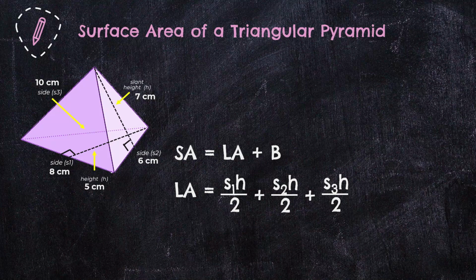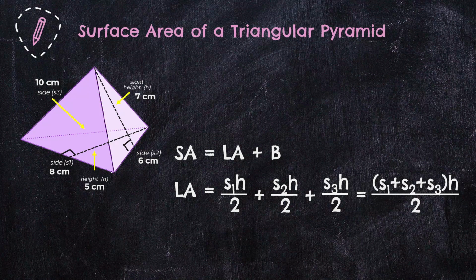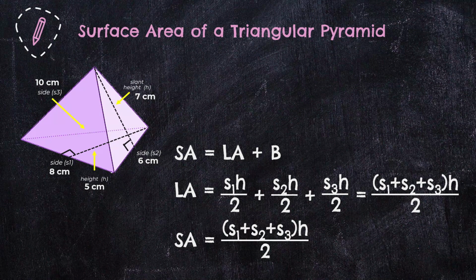Next, we have the side 3, which is the base of the triangle, times the slant height, which is also 7 centimeters, divided by 2. Or, we can write this as the sum of side 1, side 2, and side 3 times the height divided by 2. As you can see, side 1, side 2, and side 3 make up the perimeter of the base. And then to find the area of the base, all you have to do is to multiply the base and its height divided by 2.